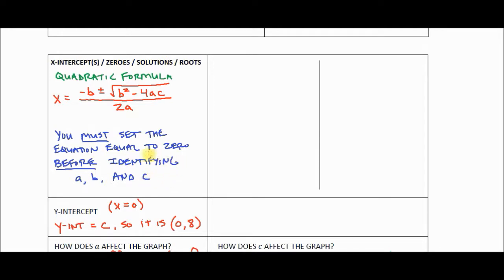A quick example of that: what if the equation was 2x squared plus 3 is equal to negative 4x? You can't find a, b, and c until you get everything over to one side of the equation. The other side is 0, and now you can identify a, b, and c. You've already done that in a number of different places. Alright, so let's go ahead and use the quadratic formula.